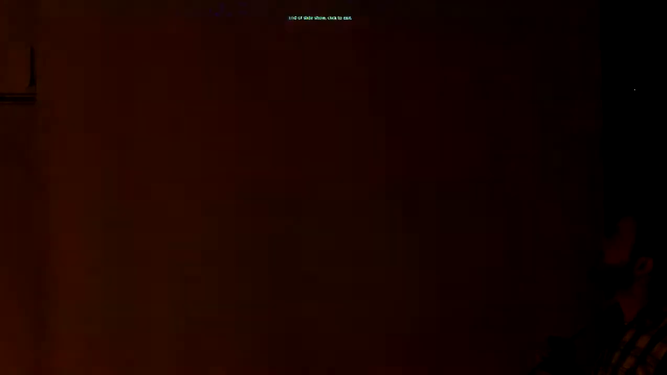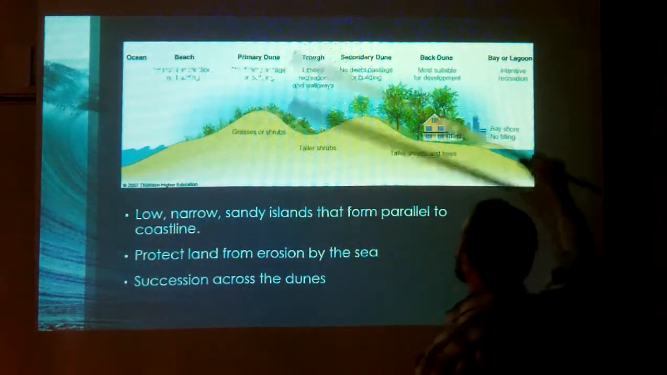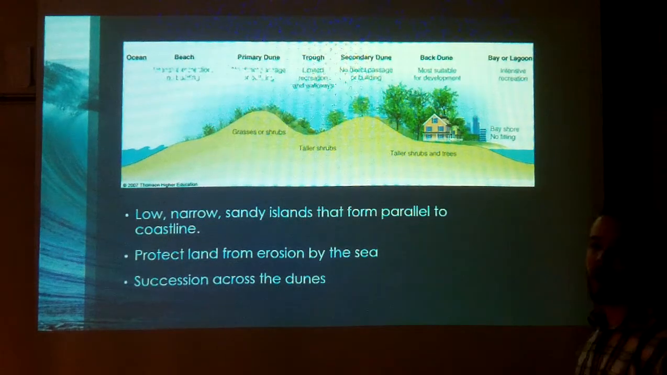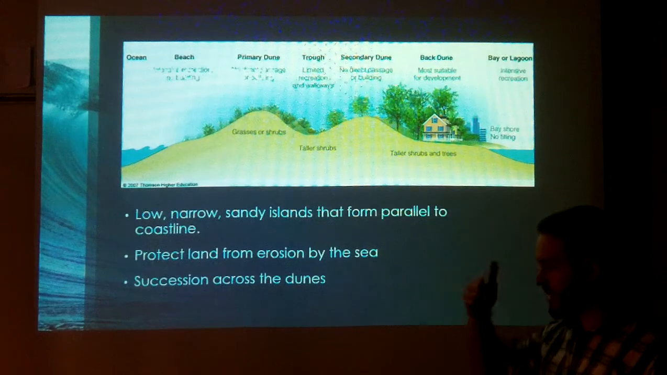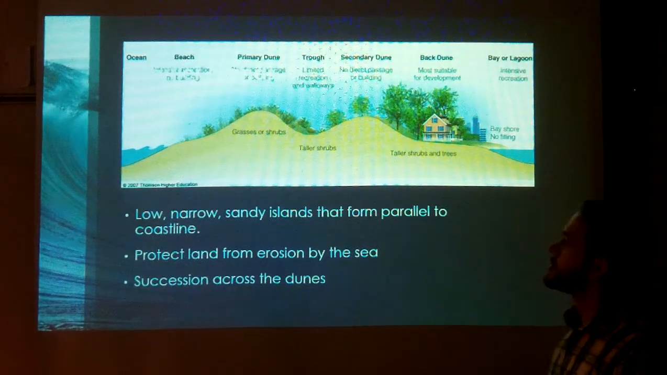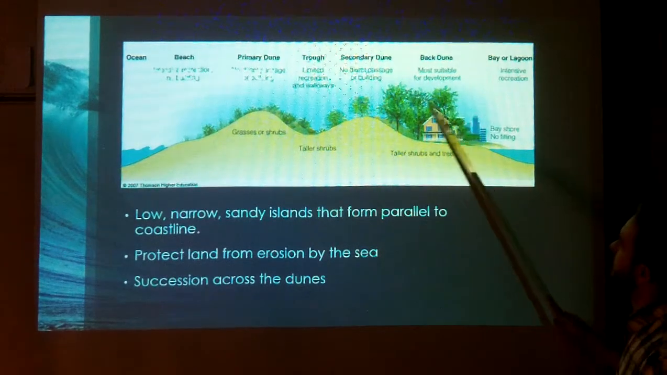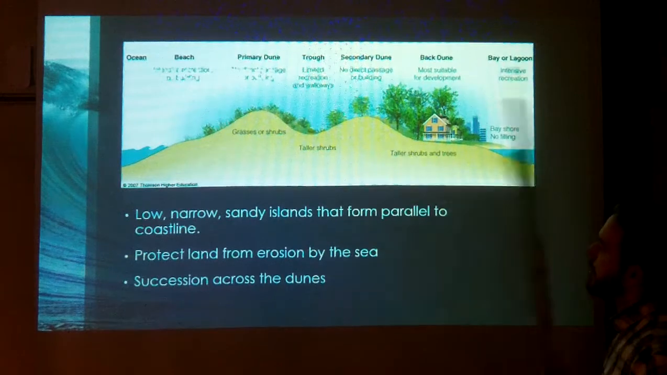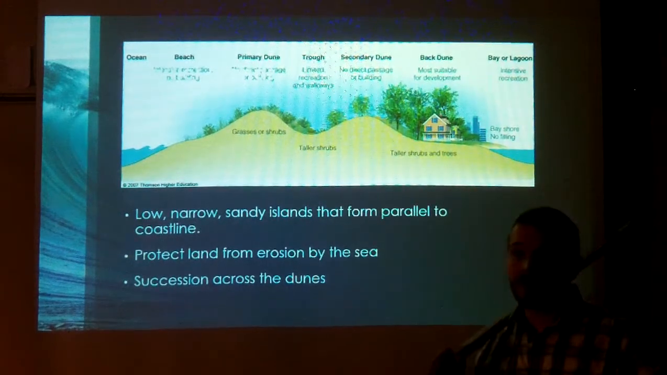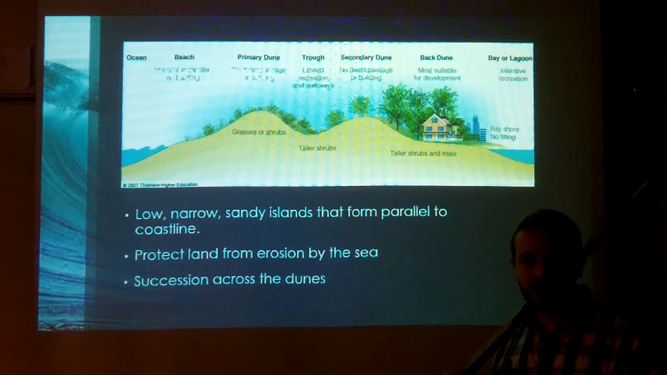This is a sand dune. What this is, is a cross section through a sand dune or a barrier island. Barrier islands, we love as humans to build on them because they are at the beach. What you'll notice is the older part of the dune that has tall trees is where we usually do the building. The problem with building on sand dunes and barrier islands specifically is that they are made by nature to move, to shift, to change.